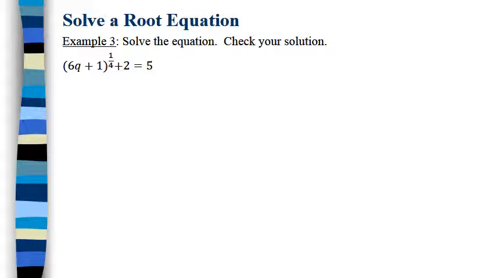Okay, so what if the root isn't 2? Well, we're going to follow the same procedure. We want to get the radical or the fractional exponent piece all by itself. So what we want to get alone here is this 6q plus 1 to the 1/4. So I'm going to subtract 2 on both sides. And so when I subtract 2, I end up with 6q plus 1 to the 1/4 equals 3.